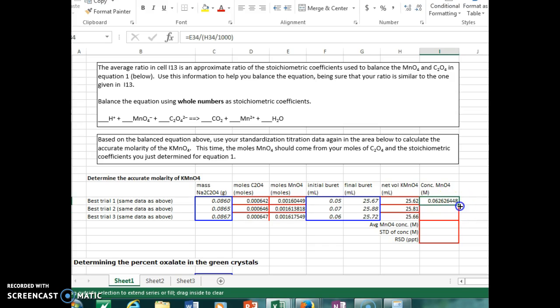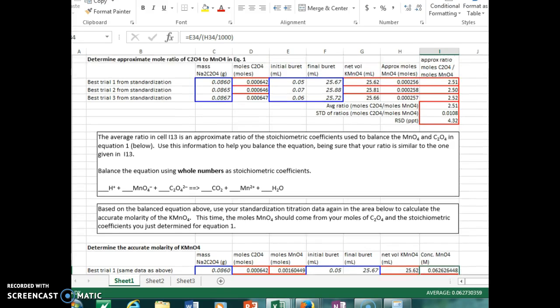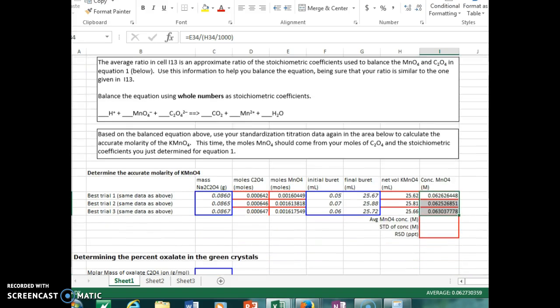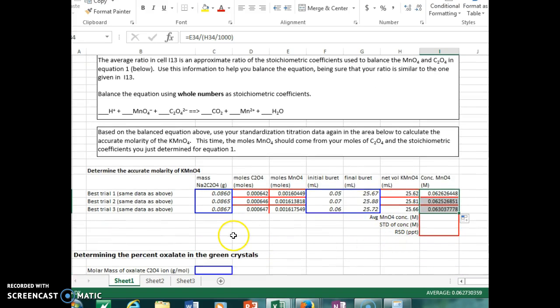Well, my answer is not very accurate, but we'll worry about that later. And then as far as average, standard deviation, and RSD goes, you are going to want to do the same formulas that you did up here. We'll go down here. And that's all you have to do for the spreadsheet for after the first week of lab.